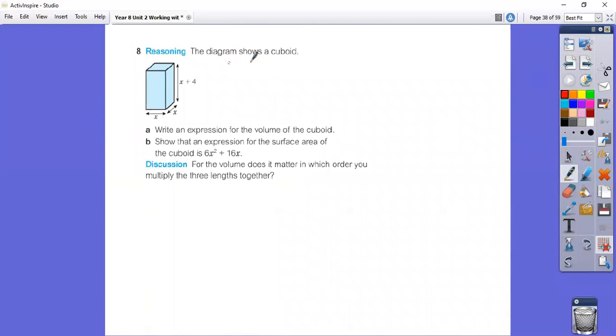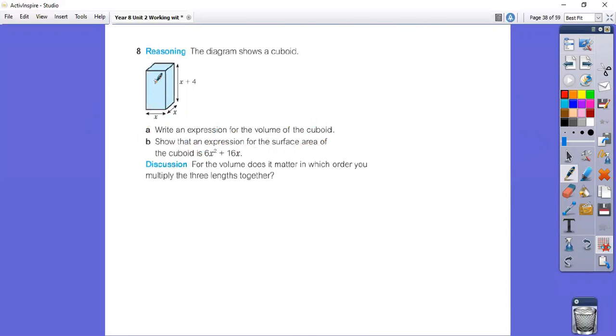Question 8, reasoning. The diagram shows a cuboid. So you've got x plus 4 on one side, x on one side, and x on the other side. Write an expression for the volume of the cuboid. So remember, the volume is this times this times this. So you write it as x times x times x plus 4. Expand and then simplify. Show that expression for the surface area.